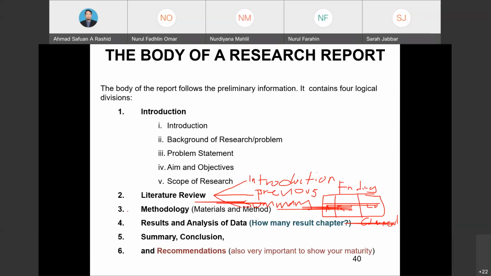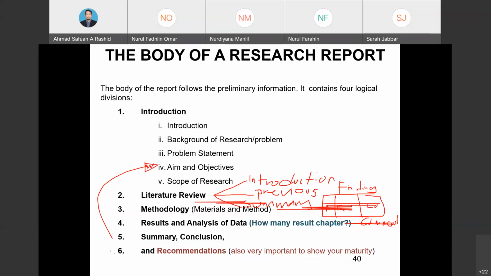Then later on, chapter 4 is the result and analysis of data. Do not discuss the methods in chapter 4, just discuss the data and then provide a comment on the data that you have achieved. The summary and conclusions answer the aim and objective. Let's say you have 3 objectives. In your conclusion, you try to put in 3 sections which answer the objectives of your study. And the last one is the recommendations.